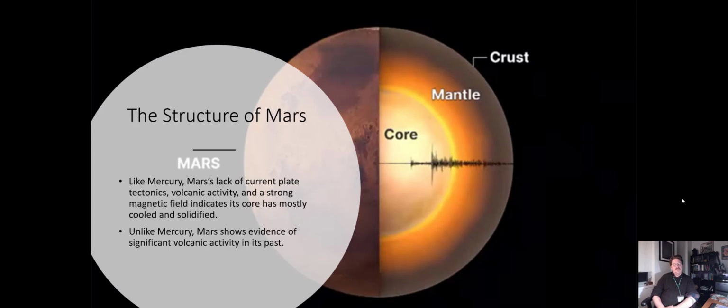Again, we have a lack of current plate tectonics, a lack of volcanism, and a lack of a strong magnetic field, which we believe means that the core has primarily solidified, because in this case Mars has a rotation period similar to that of the Earth. So it's got the speed, it just doesn't have the molten material to spin up enough to create a magnetic field.